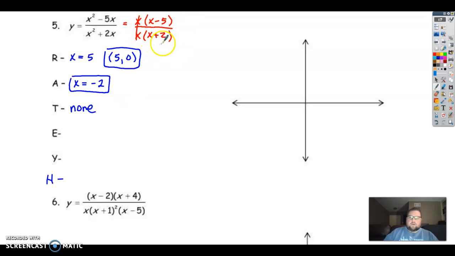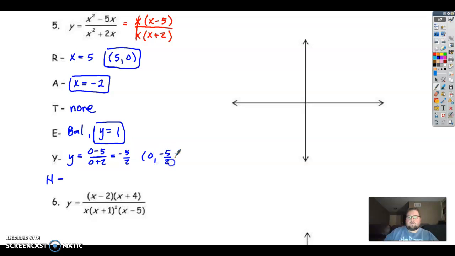No perfect squares anywhere. In behavior, this one's balanced, right? 1 and 1. And so when it's balanced, we divide the coefficients in front of those variables, which are also 1 and 1. So we end up with y equals 1 as our horizontal asymptote. Finally, our y-intercept: y equals 0 minus 5 over 0 plus 2, which is negative 5 halves. So 0 comma negative 5 halves.